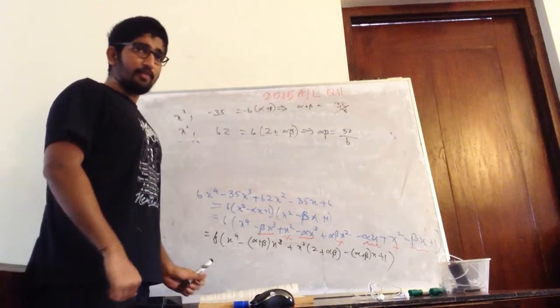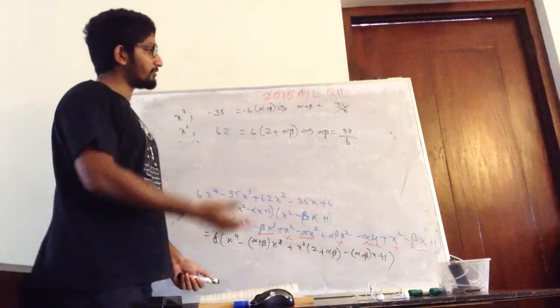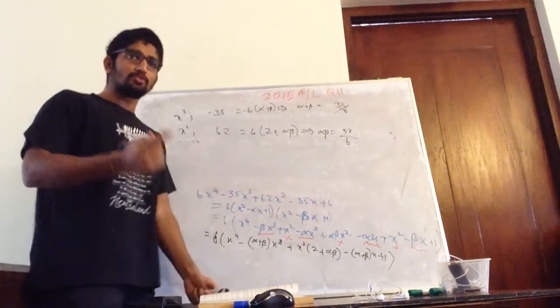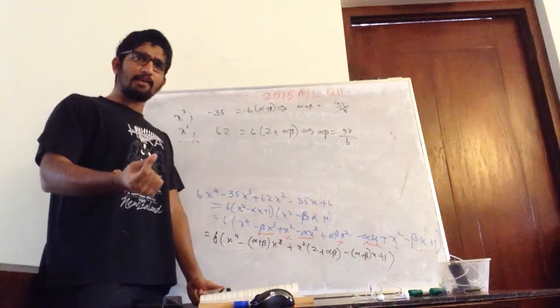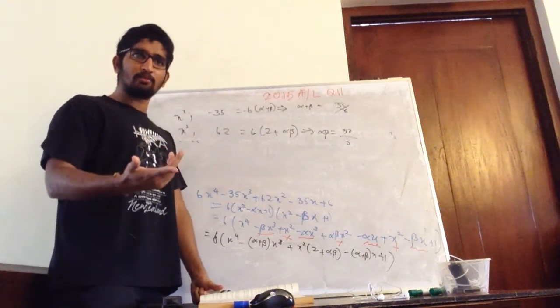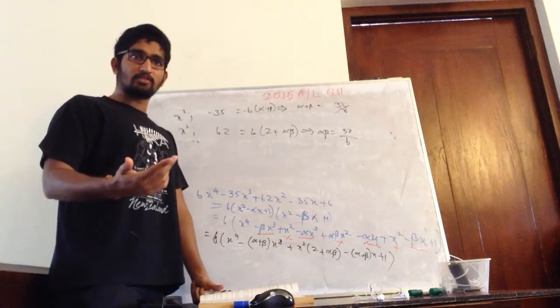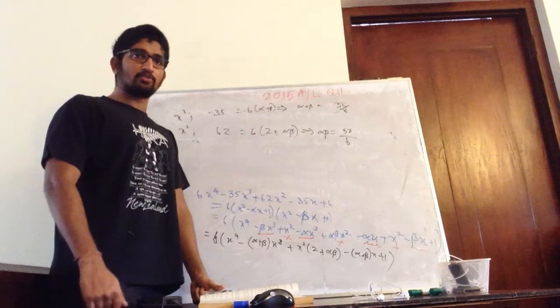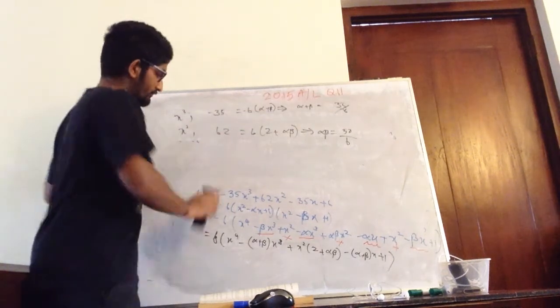Right, so now we know alpha plus beta and we know alpha beta. So now if you remember, we can actually write the equation down, because we know the addition of the roots and the multiplication of the roots. So simple now.